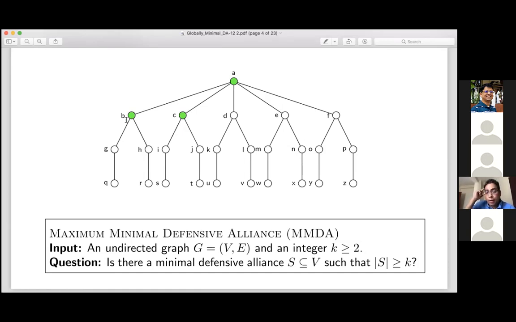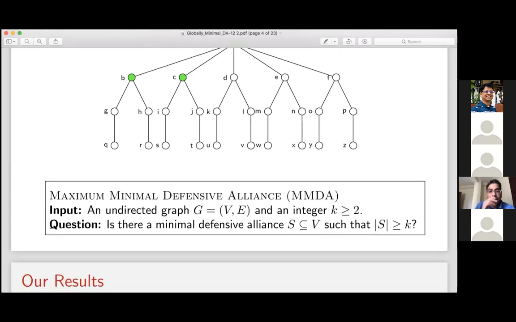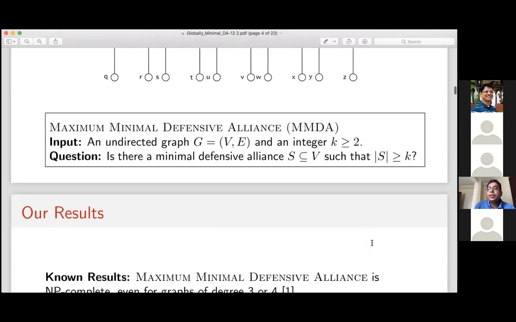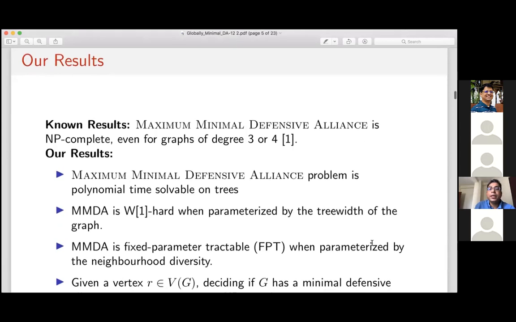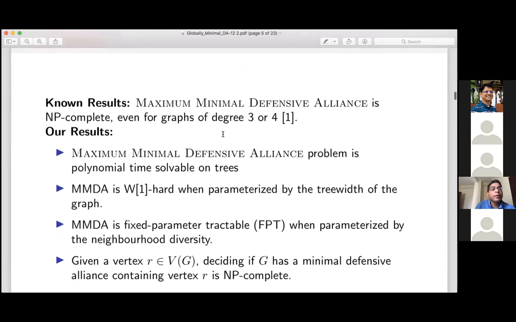And the optimization problem that we consider here is that we look for a maximum size minimal defensive alliance. This is formally the statement of the problem: you are given a graph G and an integer K, and is there a minimal defensive alliance of size greater than or equal to K? What is known about this problem is that it is NP complete, even for graphs of degree 3 or 4.